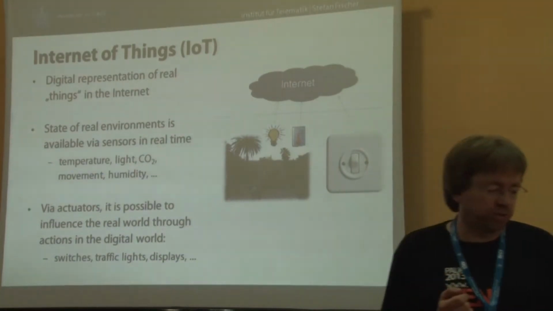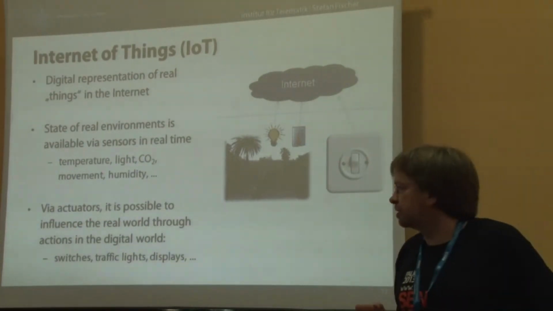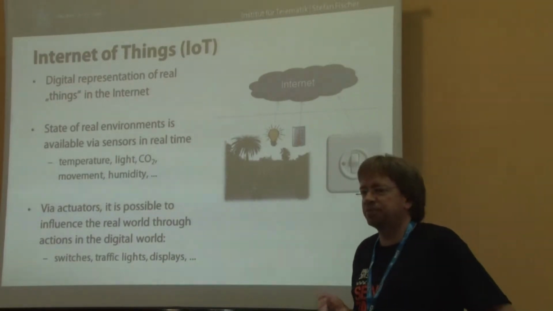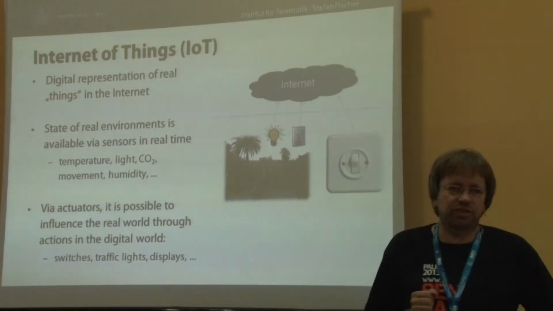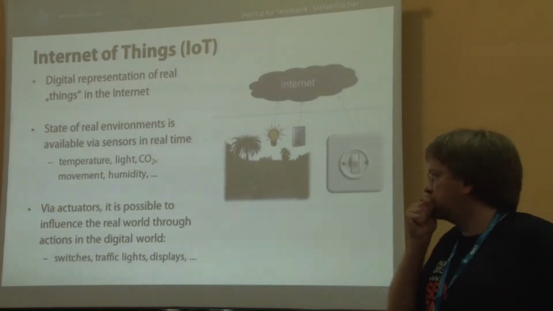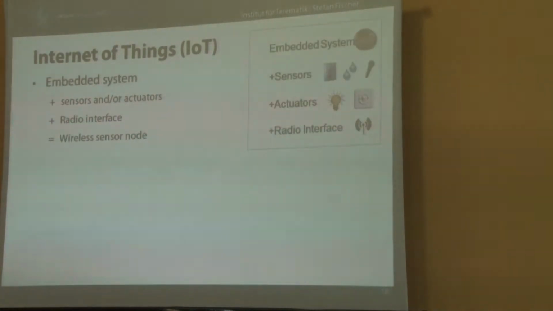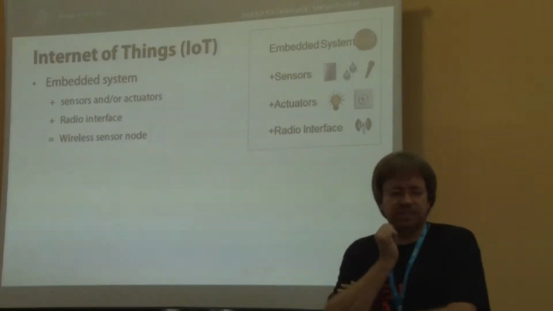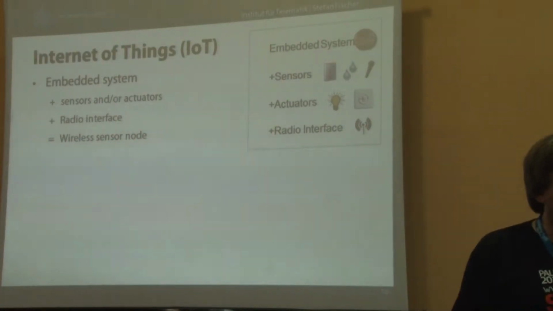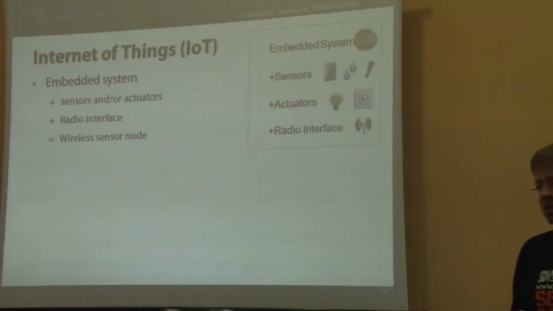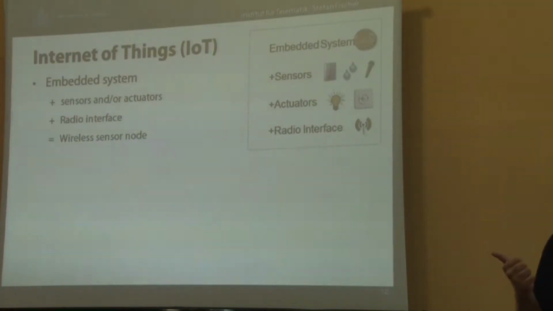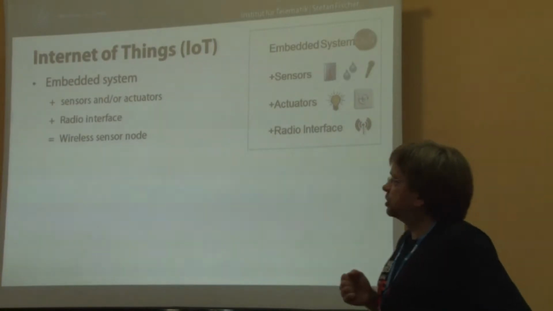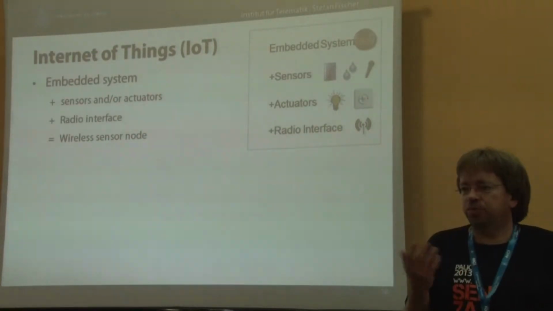So it's possible to influence the real world through actions, and influencing here doesn't have to be something dramatic. It can be simple things like a light switch like this one here, or traffic lights, displays, and so on. These are typical of the Internet of Things. That's how the Internet of Things typically looks. And if we bring this together with wireless sensor networks, then we first have the embedded system. This is more or less the same information that we have with the sensor node itself. So we have an embedded system combined with sensors and/or actuators with the radio interface, and this is what we usually call a wireless sensor node.